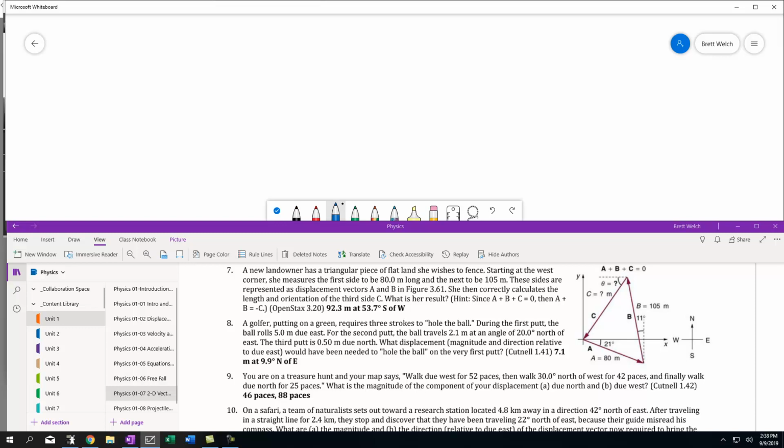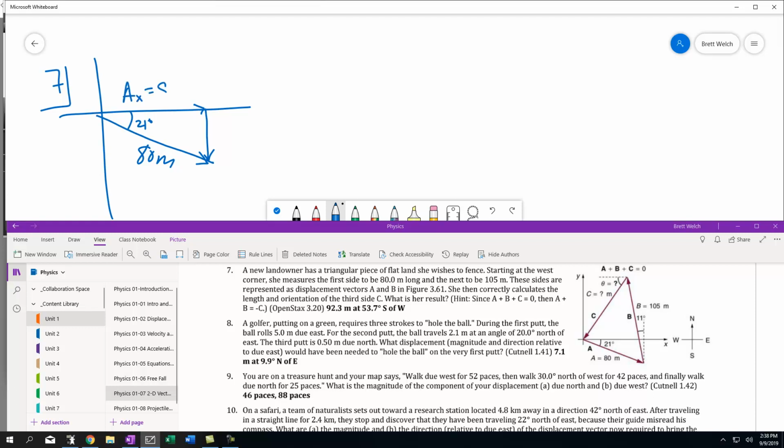So on question number 7, we have vector A. Now, I'm just going to give myself a baseline here. This is 21 degrees, and you can imagine that vector A here, which is 80 meters, can be broken into an x component and a y component. So we'll call this AX, which would be 80 times the cosine of 21, and AY would be 80 times the sine of 21.